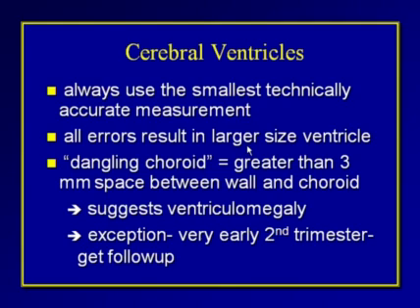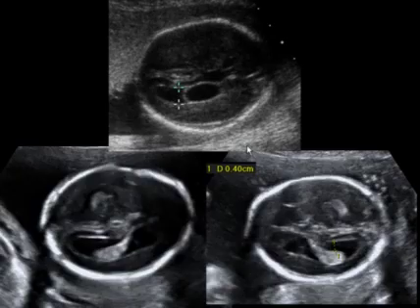The other thing that you can look at that might help you is the presence of a dangling choroid. The choroid should typically completely fill the lateral ventricle. If there is more than 3 millimeters of space between the medial wall of the ventricle and the choroid plexus, this suggests ventriculomegaly. And this is particularly useful early in pregnancy, but should be monitored rather than diagnosed as abnormal.